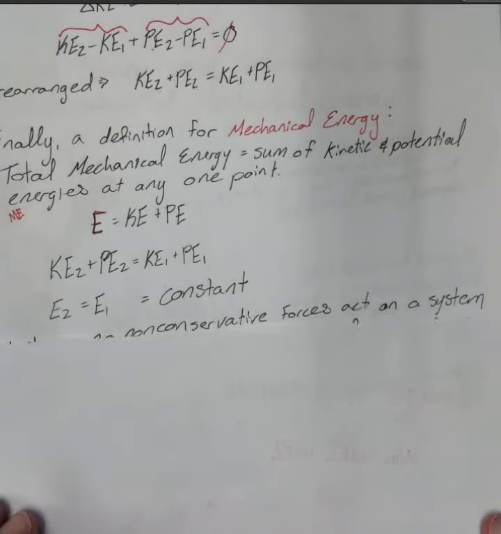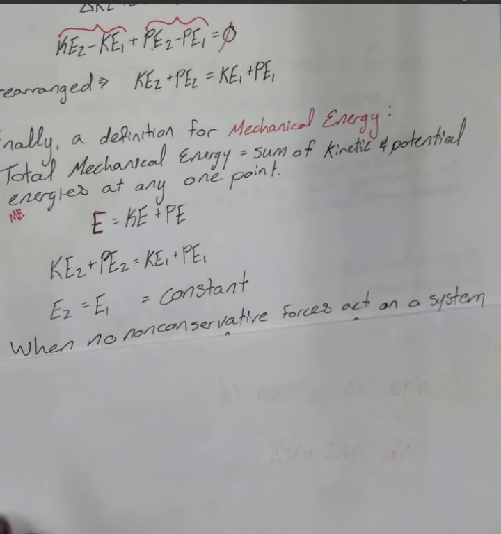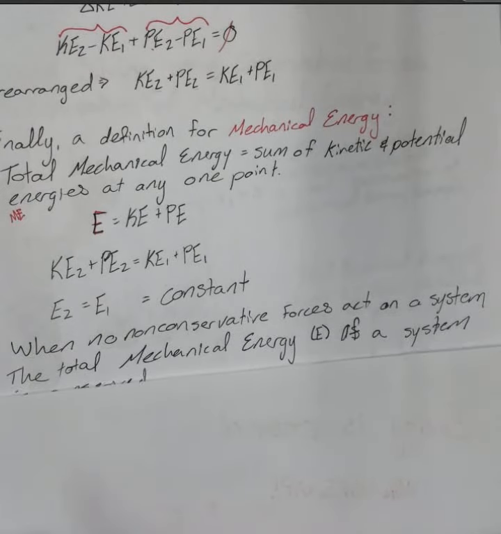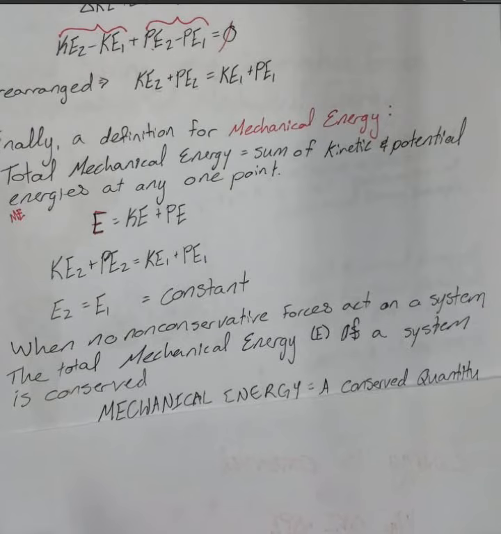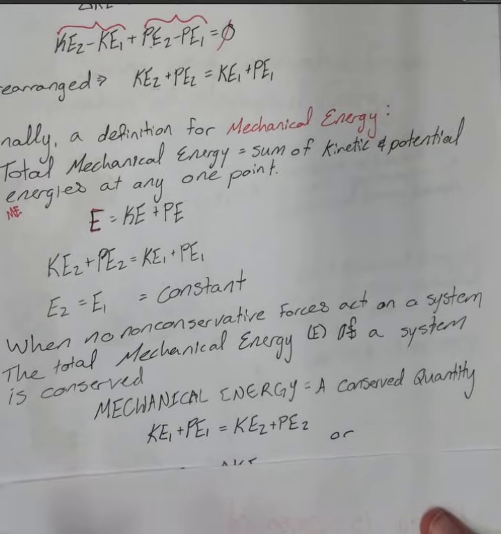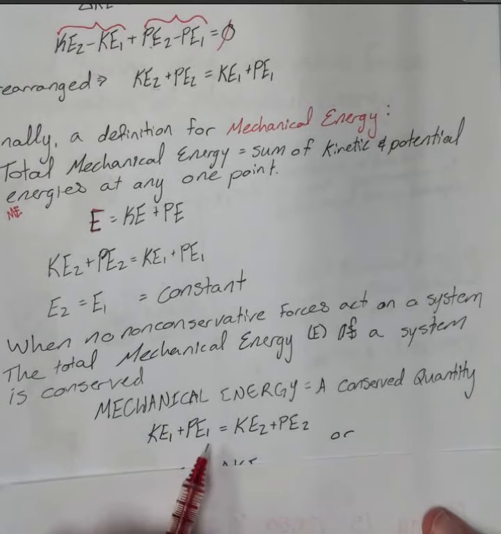Conservative forces have potential energy. Non-conservative forces must not be acting. The total mechanical energy of a system is conserved. Mechanical energy becomes a conserved quantity. That number will be the same number every time you calculate it, no matter what has occurred over time. Kinetic energy plus potential energy at the first point will equal kinetic energy plus potential energy at the second point.